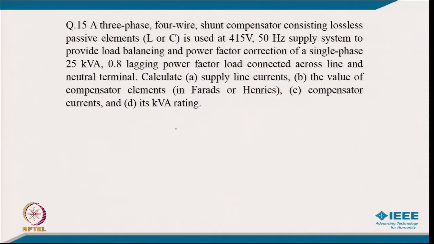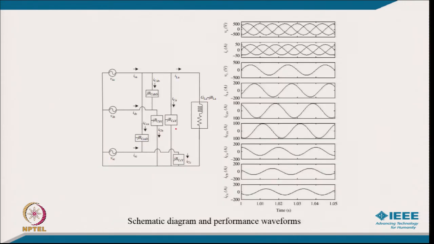Coming to a numerical example, number 15: a 3-phase 4-wire shunt compensator consisting of lossless passive elements is used at a 415 volt 50 hertz supply system to provide load balancing and power factor correction of a single phase load of 25 kVA, 0.8 lagging power factor, connected across line to neutral. Calculate the supply line current, the value of compensator elements and compensator current, and its kVA rating to provide load balancing and power factor correction, meaning to realize a unity power factor load.